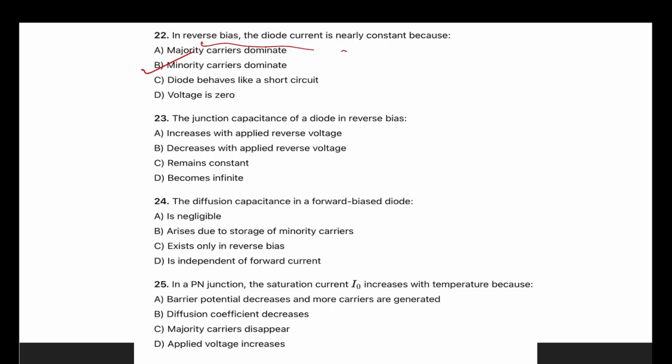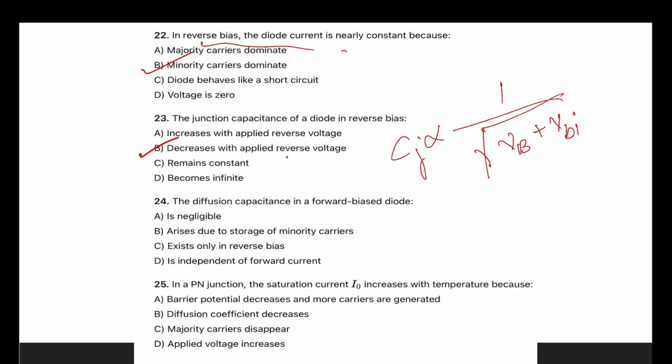Next question, the junction capacitance of a diode in reverse bias: option A, increases with applied voltage; option B, decreases with applied voltage; option C, remains constant; option D, becomes infinity. We know that the junction capacitance Cj is proportional to 1 by root of Vr plus Vbi. So we can see that the junction capacitance is inversely related to the reverse bias voltage. So the junction capacitance of a diode in reverse bias decreases with the applied voltage. So the answer is option B.